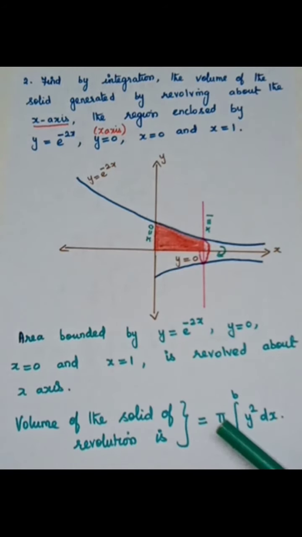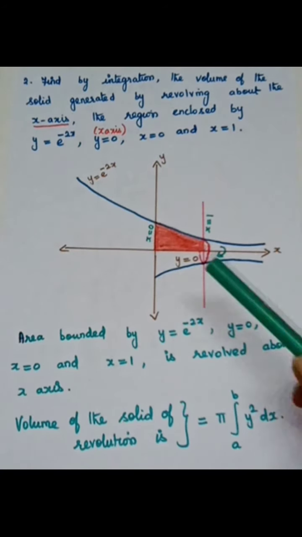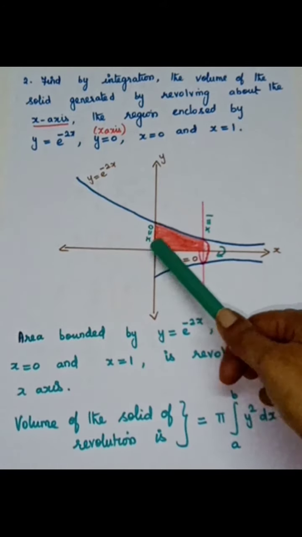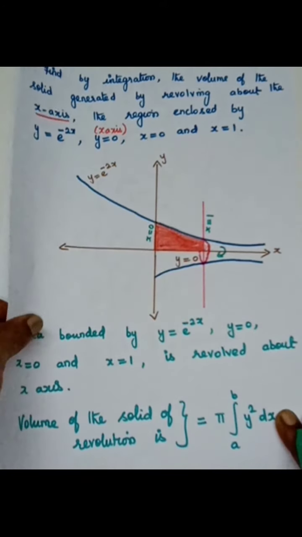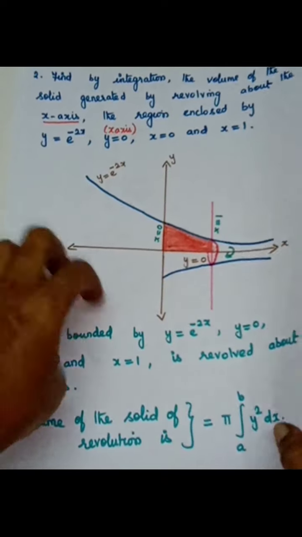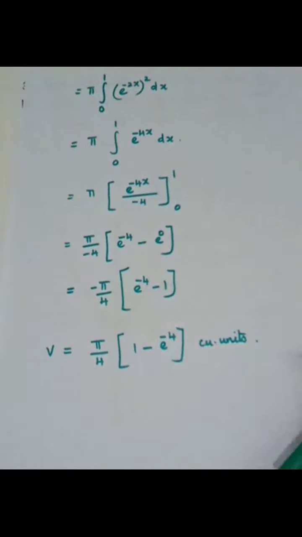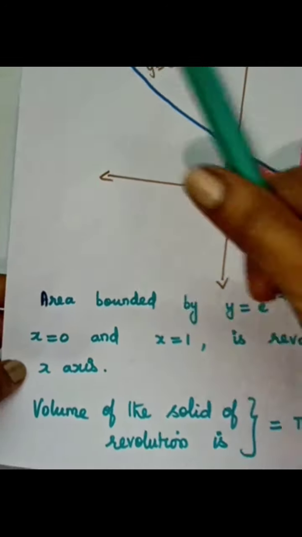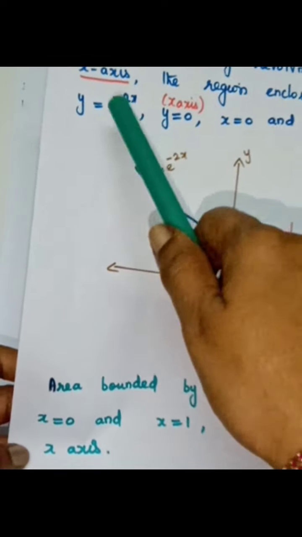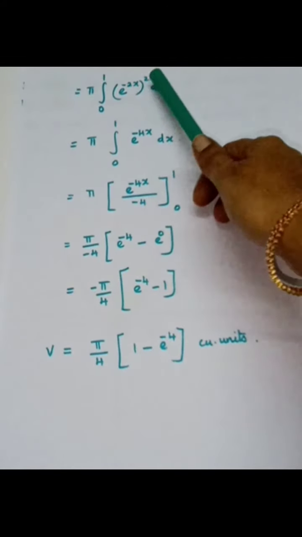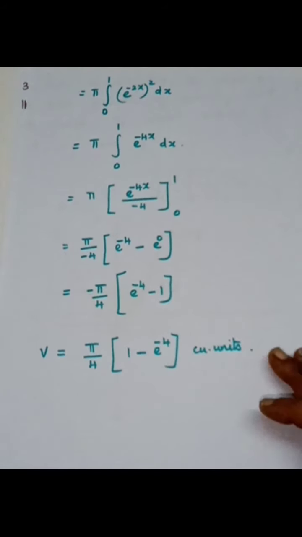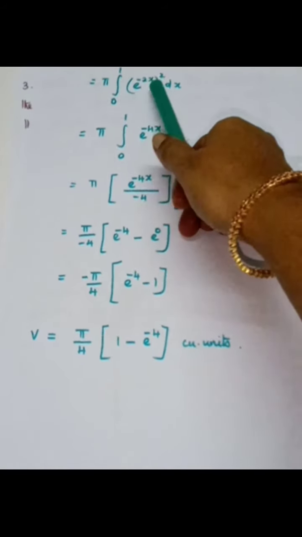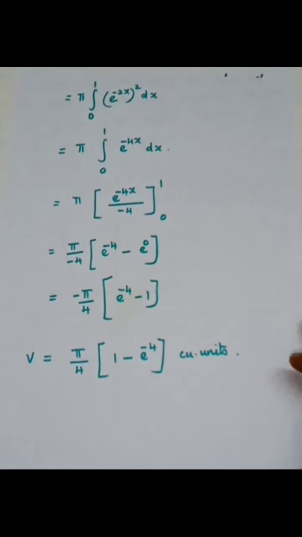This area of the region is revolved about the x-axis. So the same formula: integral a to b pi y square dx. The limits vary from x equal to 0 to x is equal to 1. So pi integral 0 to 1 y squared, and your y is e power minus 2x. When you square, it is e power minus 2x the whole squared into dx. So e power minus 2x into e power minus 2x is e power minus 4x.